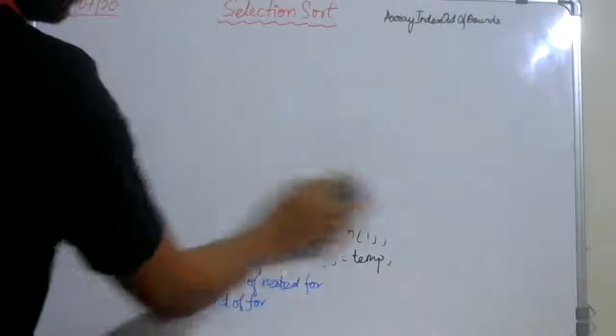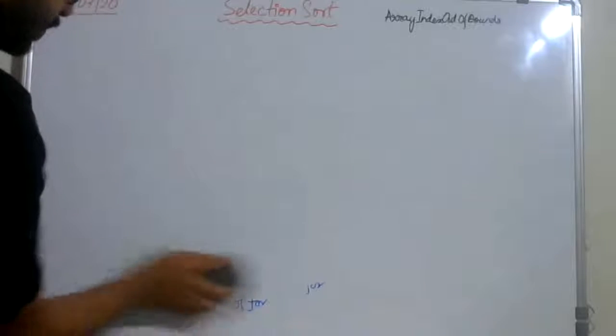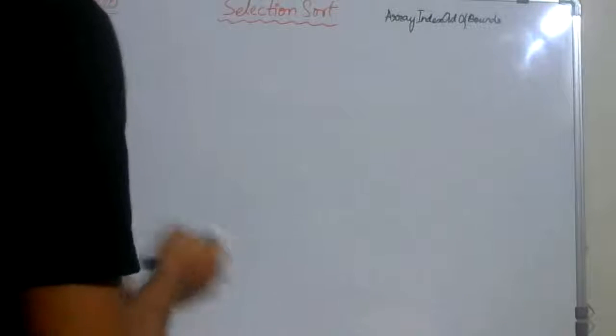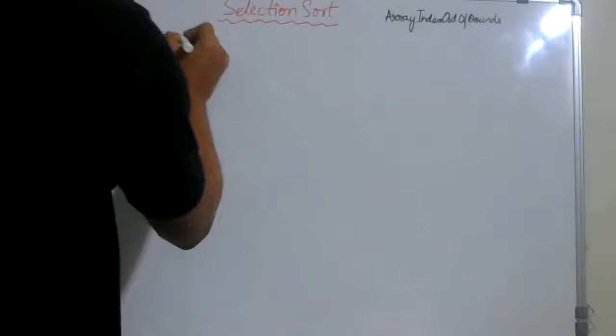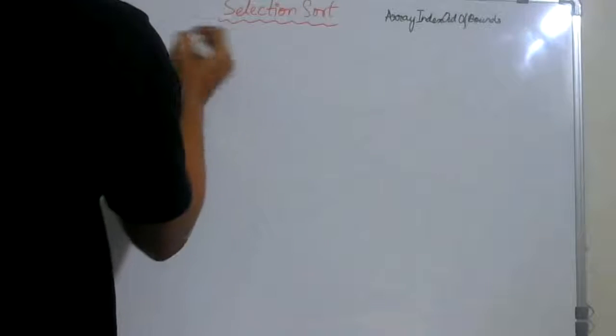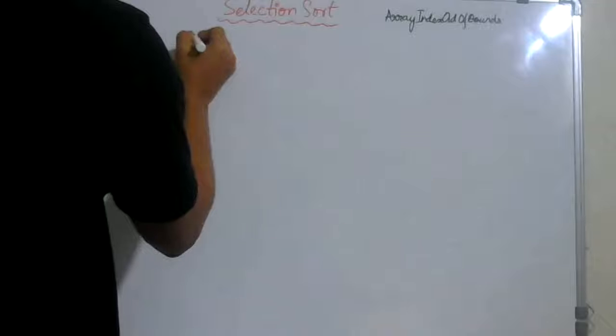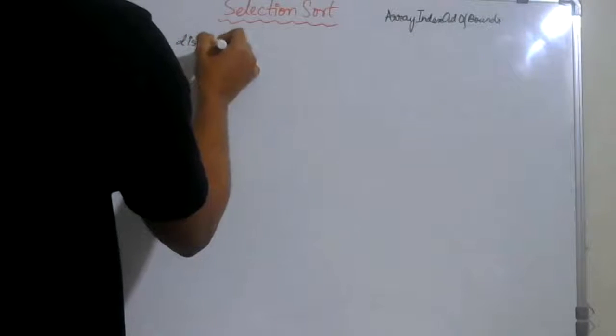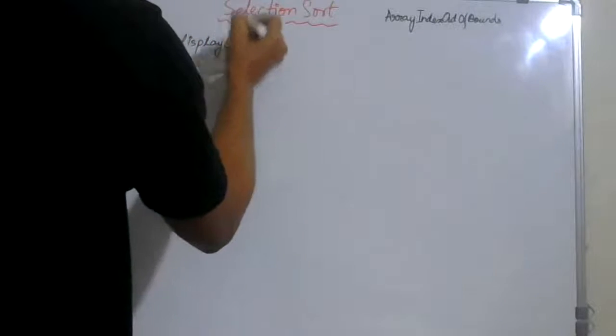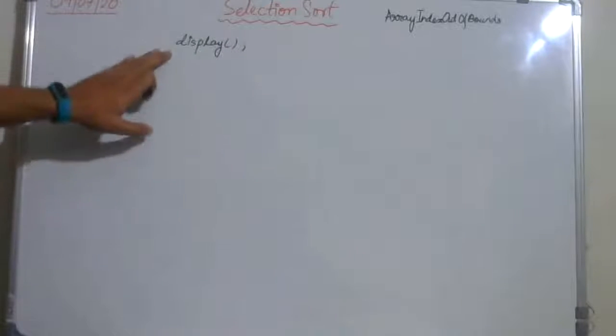Let's say we want it to sort as well as display. So what we do is we make a quick call to the display method here, just before ending the void sort ascending function. Since it is a void function, you can just make a call directly like this. Since we are inside the class, we do not need an object.